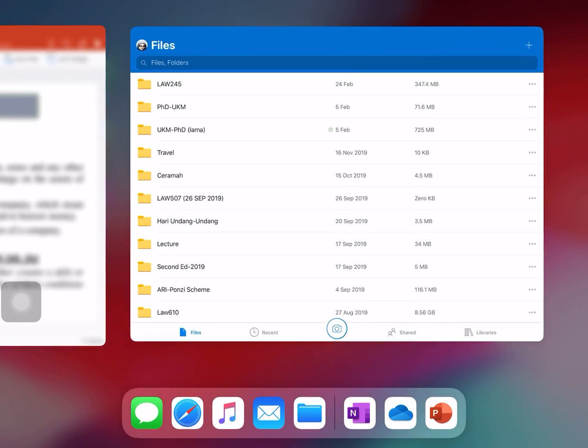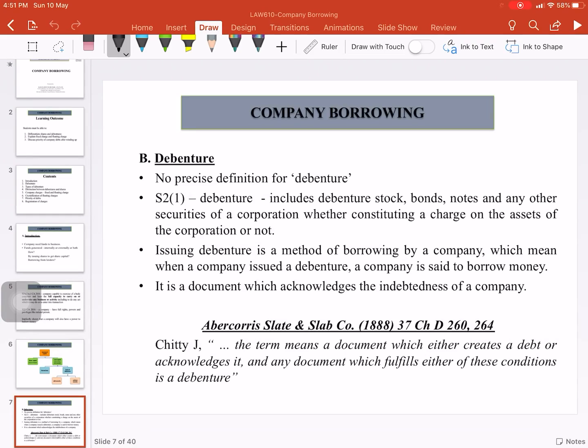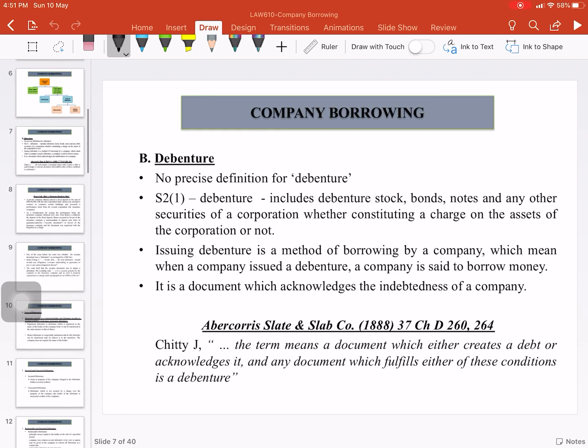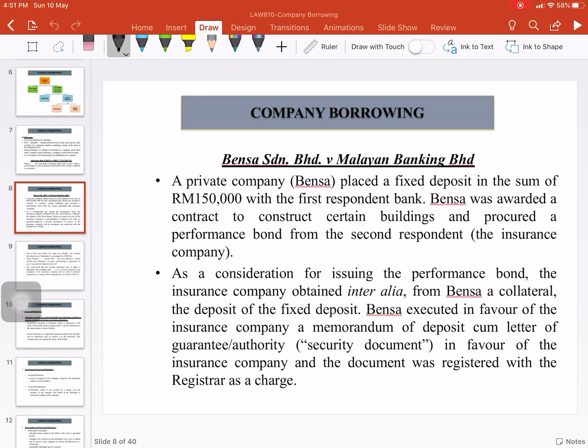Where were we just now? Okay, back to our PowerPoint. Can we look at this case? Now, this case talks about a debenture, but more of a negative pledge. We're going to continue with the case in a short while.